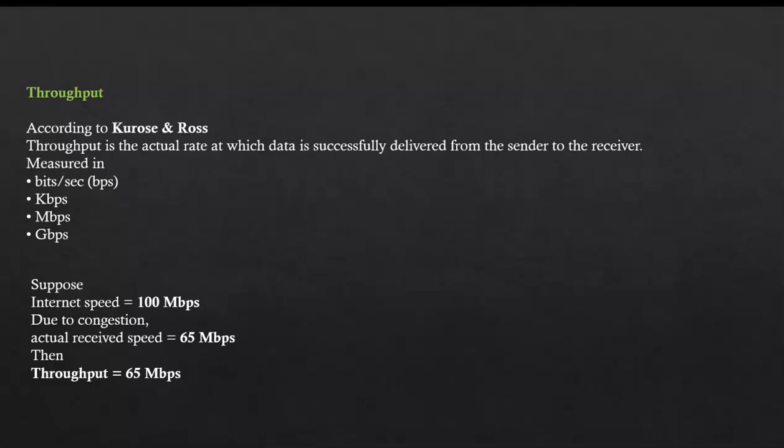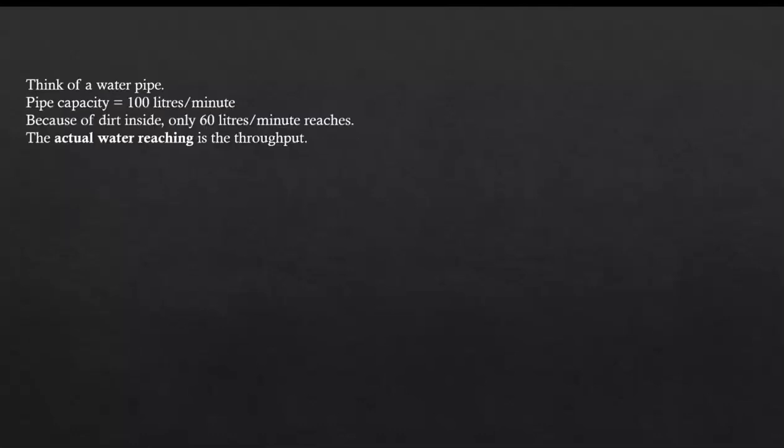To picture this, think of a water pipe. The pipe's maximum capacity might be 100 liters per minute, but because of dirt or buildup inside, only 60 liters per minute actually comes out of the other end. So the actual water reaching the other end is your throughput.